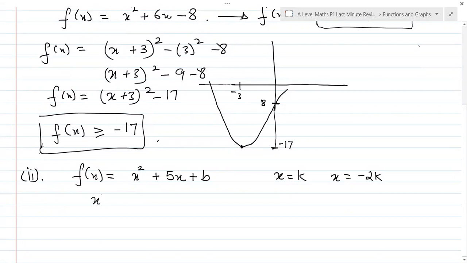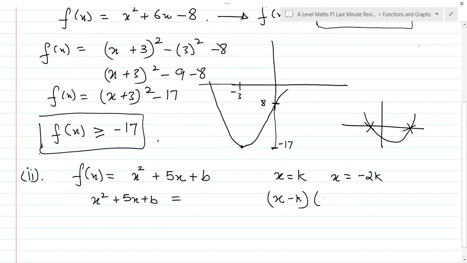So we have x squared plus 5x plus b is equal to 0, and these are the two roots. If these are the two roots, that means these are the two points where the curve intersects the x-axis. Let's suppose it's like this. So these are the two solutions, these are the roots. If we do reverse working, it would be x minus k as one factor and x plus 2k as the other factor, and both of them are equal to 0.